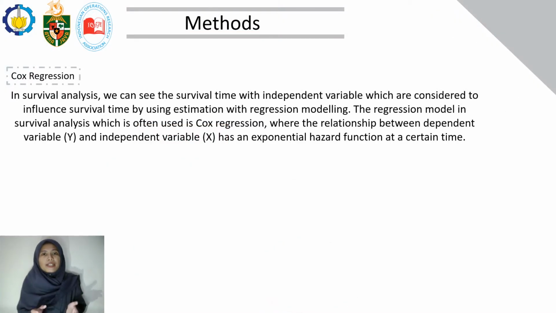Cox regression. In survival analysis, we can see the survival time with independent variables which are considered to influence survival time by using estimation with regression modeling. The regression model in survival analysis which is often used is Cox regression, where the relationship between dependent variable and independent variable has an exponential hazard function at a certain time. Here is the Cox model.